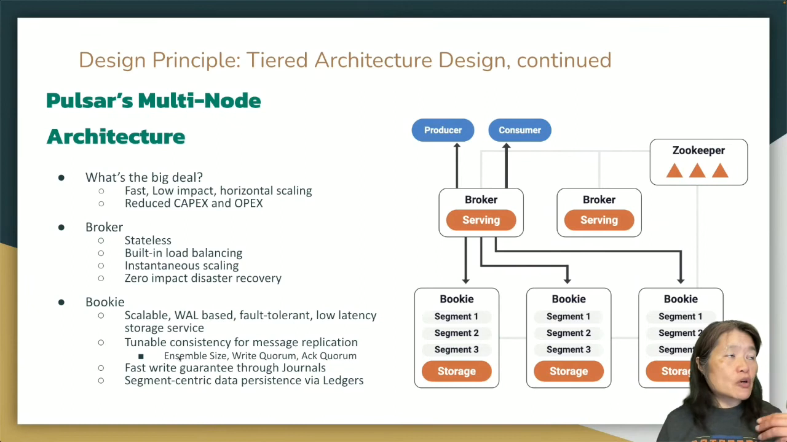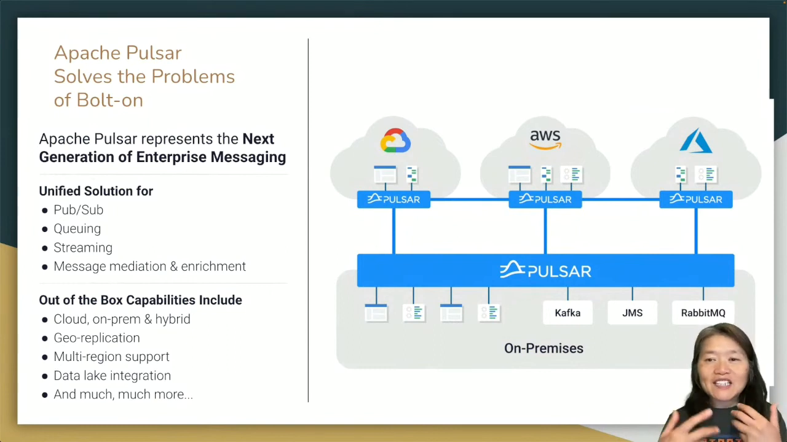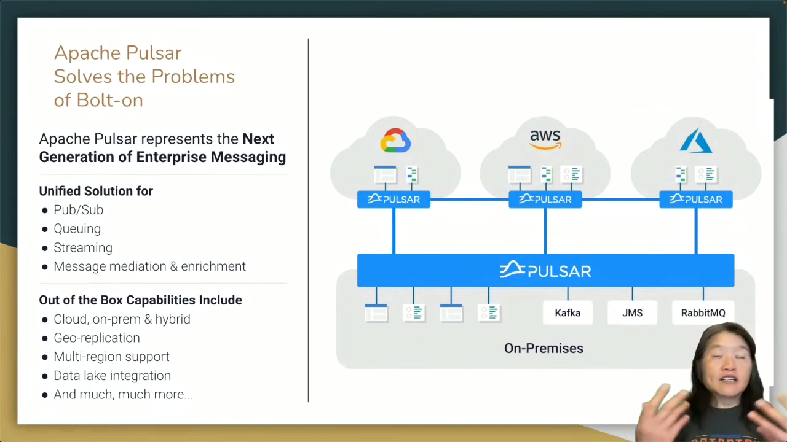And if you're worrying about message replication, it has all these: ensemble size, write quorum, ack quorum, all of these. It handles all of these things in a very sophisticated way. So that's why I want to point this out. Again, Apache Pulsar solves the problem of bolt-on, right? It represents the next generation of enterprise messaging. It's a unified solution for pub/sub, for queuing, for streaming, for message remediation and enrichment too. So it's really a very nice thing. One platform, it does things for you.